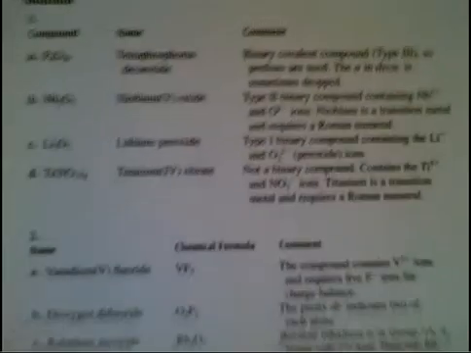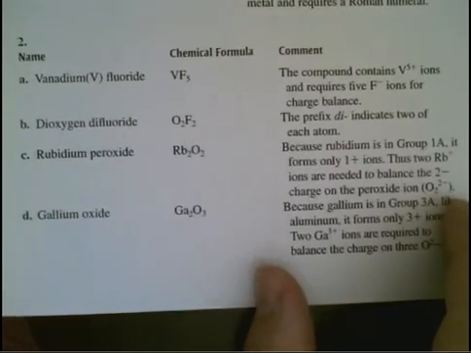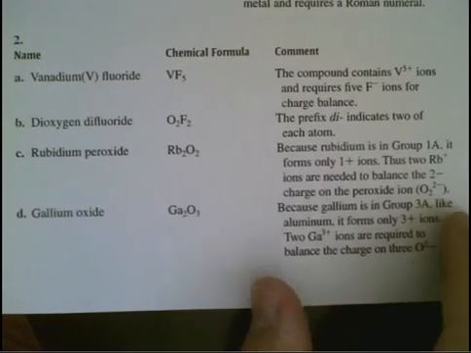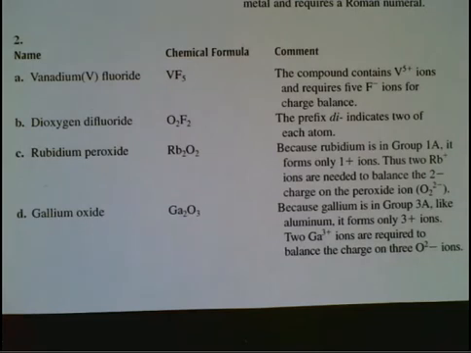Let's get to number 2 here. All right, being given names, we are producing formulas. So vanadium(V) fluoride. Vanadium is going to have a +5 charge, so there need to be 5 negative charges, and fluoride is going to yield that. I need 5 fluorides, so VF5.